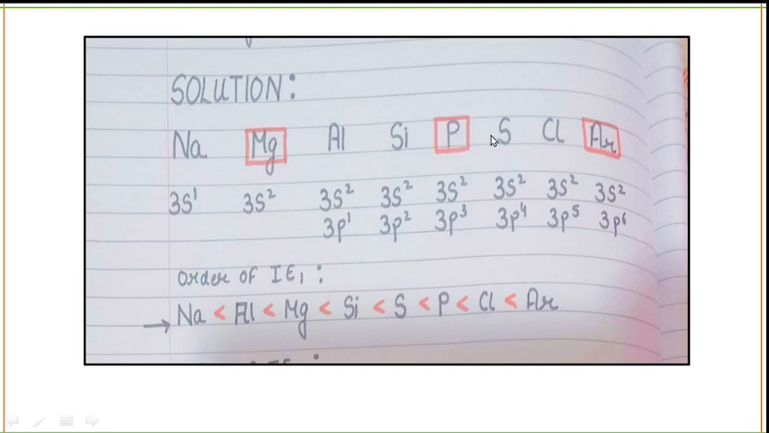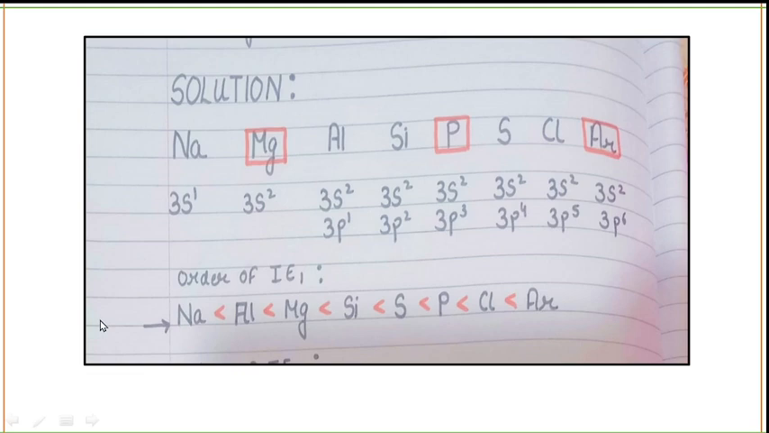In the case of phosphorus and sulfur, the value of ionization enthalpy should be greater in phosphorus due to its half-filled configuration. In the case of sulfur and chlorine, the ionization enthalpy should be higher in chlorine. And in the case of chlorine and argon, argon should have the higher amount of energy due to its fulfilled condition. Therefore, argon has the maximum IE and sodium has the minimum IE.